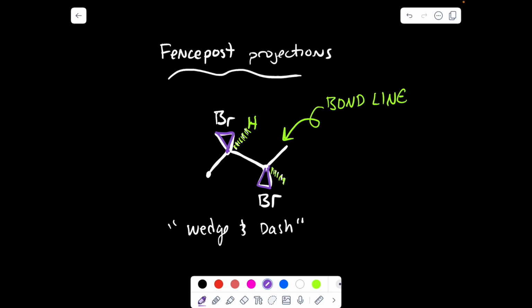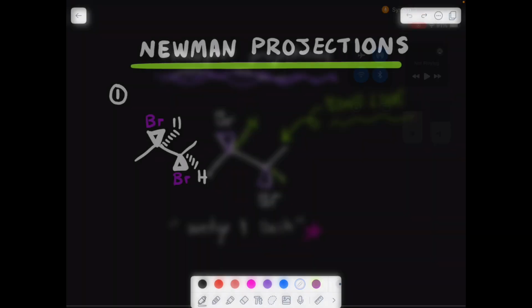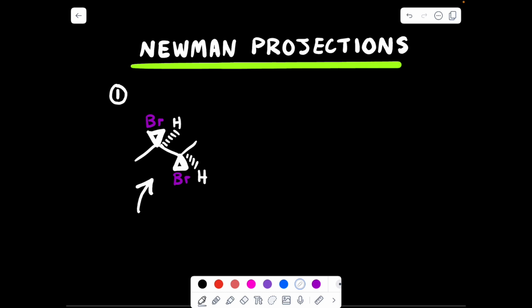When I draw this type of structure, I will be referring to it as a fence post projection. This is just a bad habit of mine because when I took this course, my professor would always call these fence post projections. But in a textbook they might refer to this drawing as a wedge and dash, which I have just referenced with the David Klein Organic Chemistry 2nd edition. I also looked online, and a few people also call these bond line structures, but they all mean the same thing. So let's get into the video, but I just wanted to do this quick disclaimer so nobody gets confused. So this structure right here is now shown to you in a fence post projection.